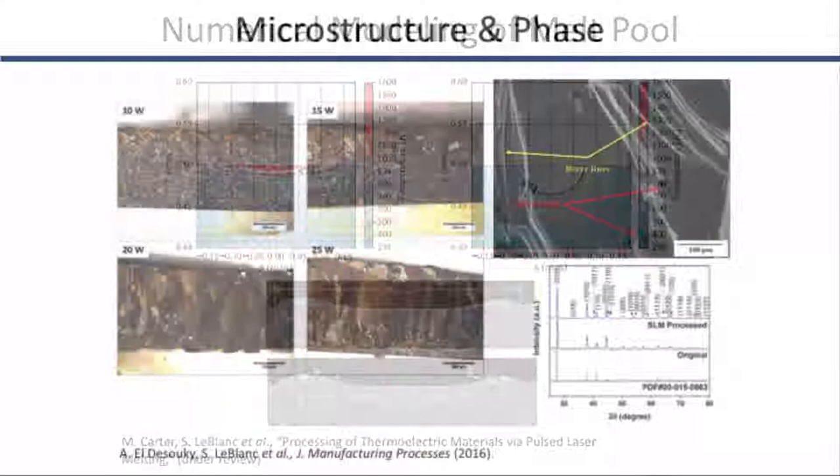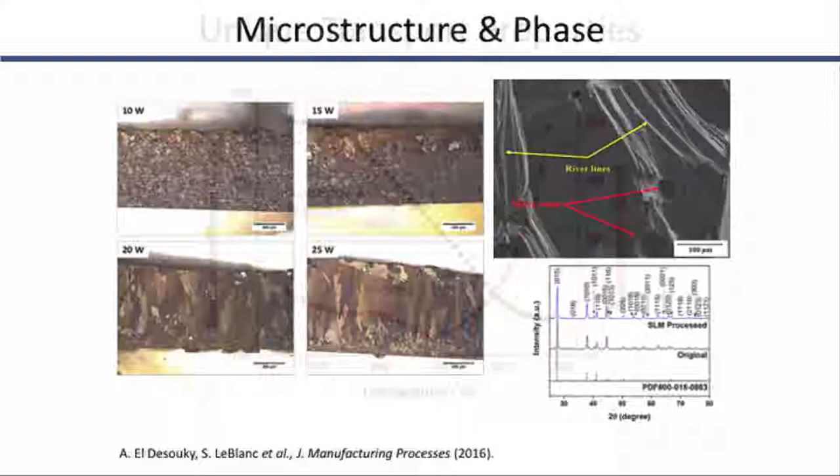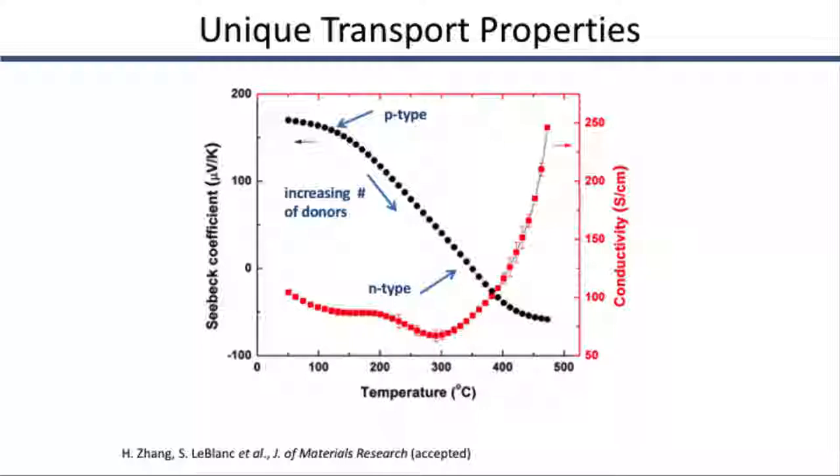Then we've investigated the microstructure and phase that forms when you do rapid melting and solidification on semiconductor materials using laser-induced heating. And we've discovered really unique transport properties that you can't actually get any other way, that we've seen in making thermoelectric devices. This technique allows us to control the structuring of the material such that we can control thermal and electrical transport, which is really cool.